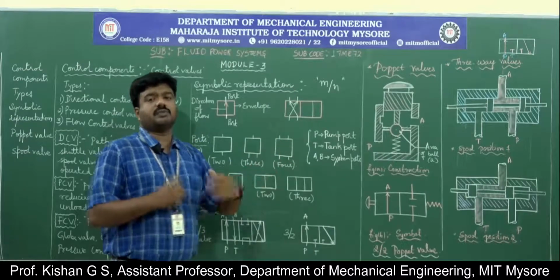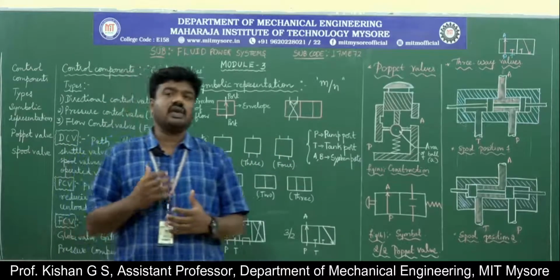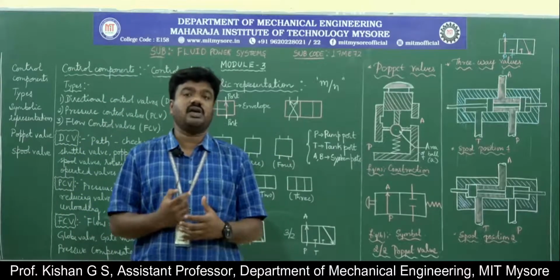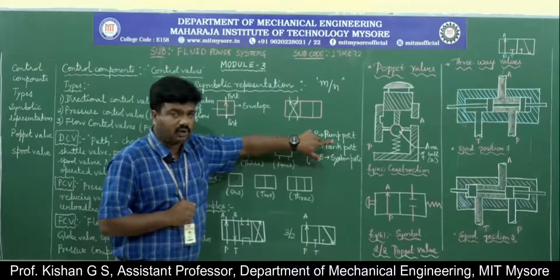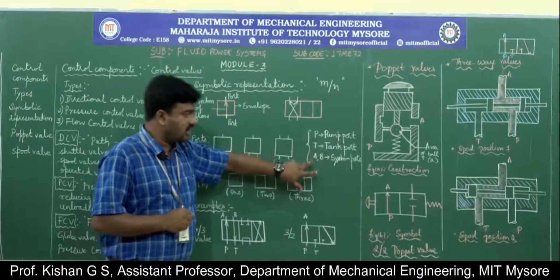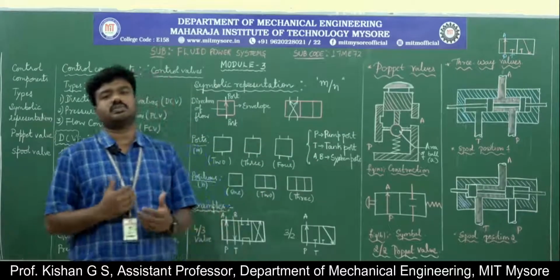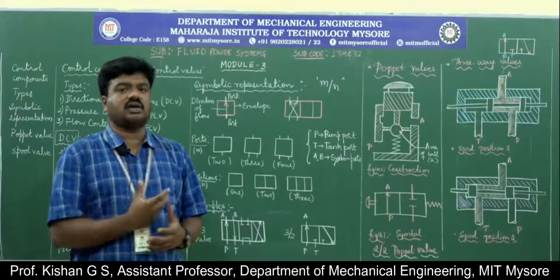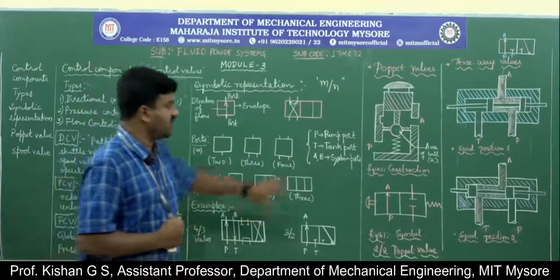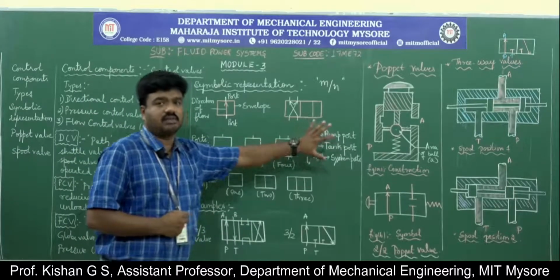For the purpose of understanding, we are going to name the ports using the terms P, T, A, B as reference. P represents the pump port, T represents the tank port, A and B represent the system ports here. This is for reference, to make the entire understanding simple; we are going to take these as the references for naming the ports here.